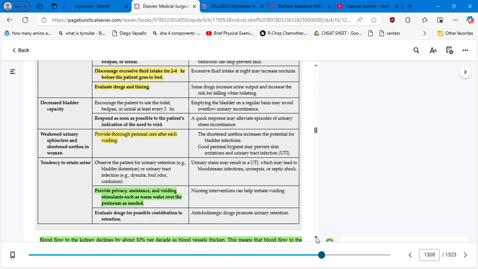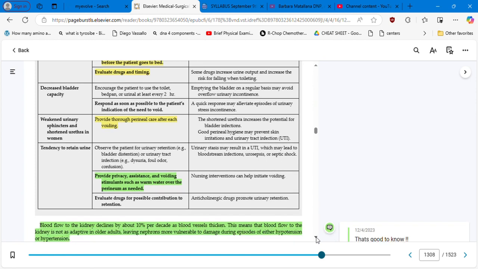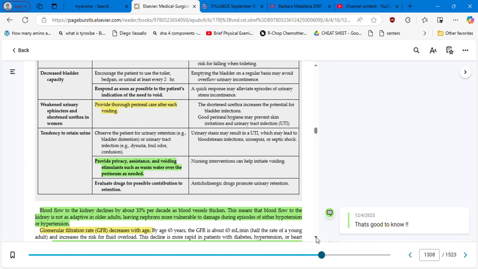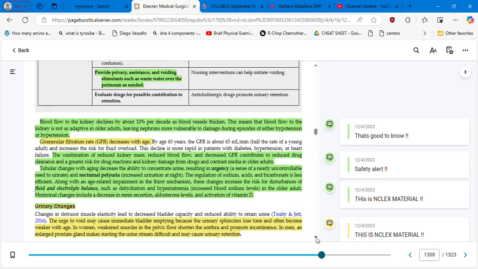Weakened urinary sphincters and shortened urethra in women: provide thorough perineal care after each voiding. Tendency to retain urine, right? Provide privacy, assistance, and voiding stimulants such as warm water over the perineum as needed. So those are nursing interventions that I'm going to test you about.